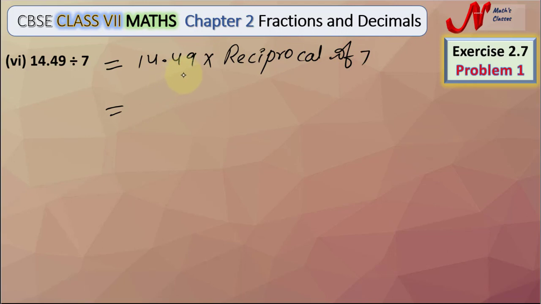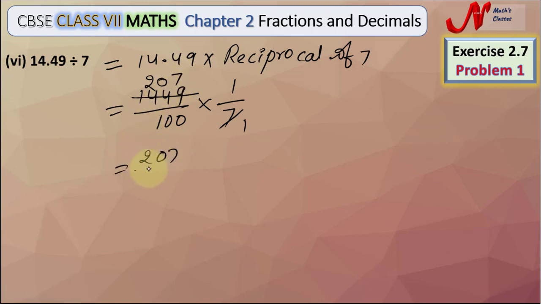So 14.49 can be written as 1449 divided by 100 into the reciprocal of 7, which means 1 by 7. 7 ones are 7. 7 twos are 14. 4 is less than 7, so we keep 0. So 7 sevens are 49. So we get 207 divided by 100.